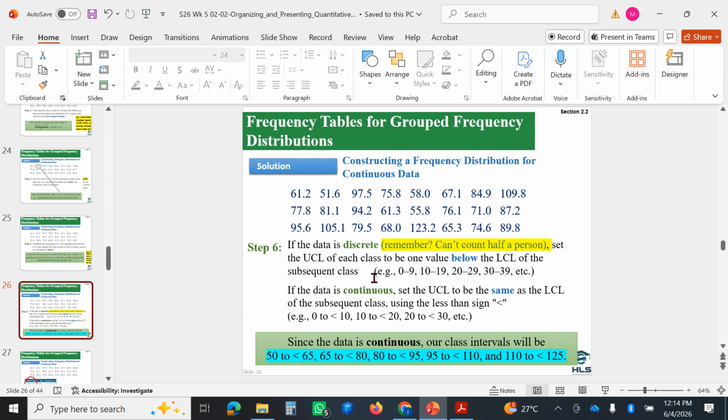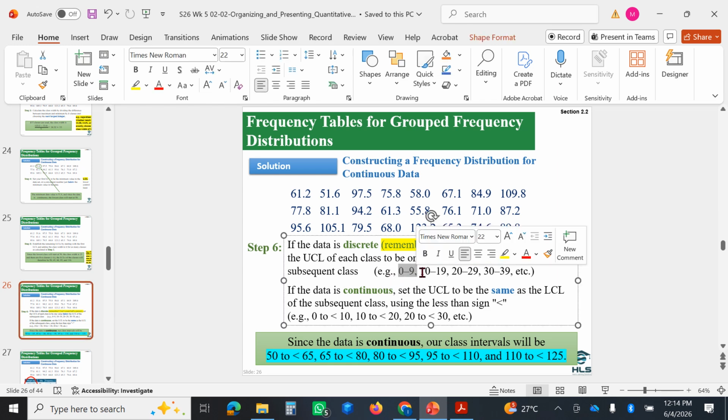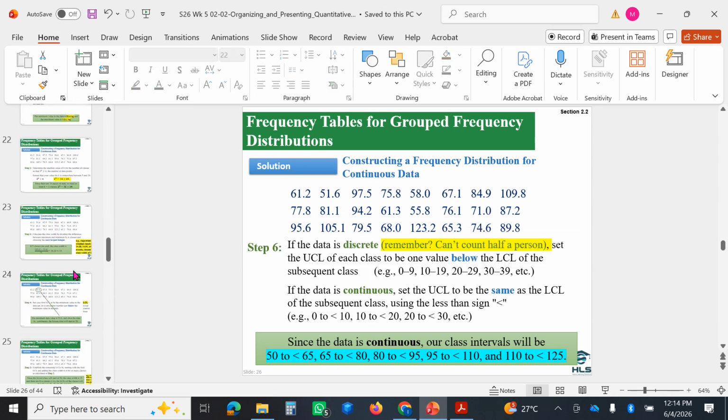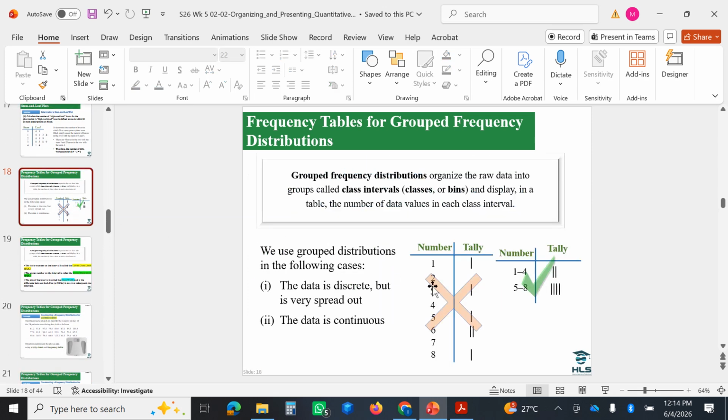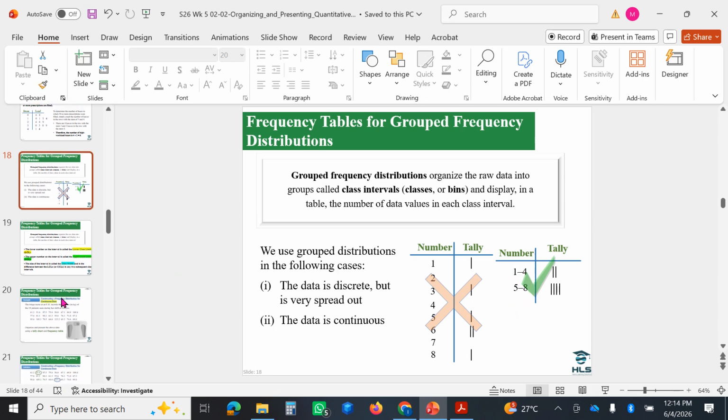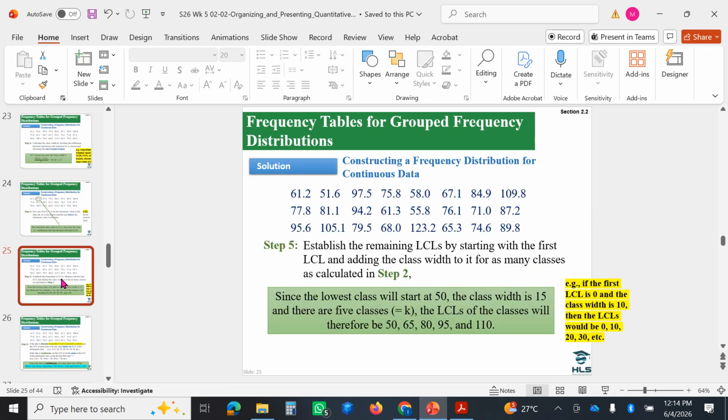If the data is discrete, remember, you can't count half a person, set the upper class limit of each class to be one value below the lower class limit of the subsequent class. Remember that, 0 to 9, if it's discrete, you can't have half a human, right? And that's what this one was right here, 1 to 4. You can't have 4.5 because we're counting people or bananas. So the next one, the UCL here would be 4. The LCL here would be 5. So that's what they're talking about right here, if I can find out where we were.